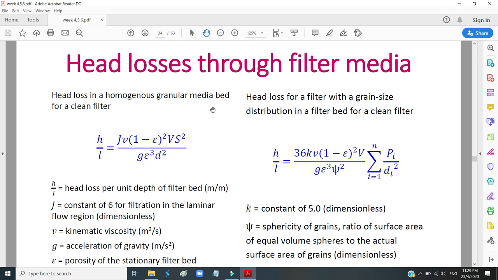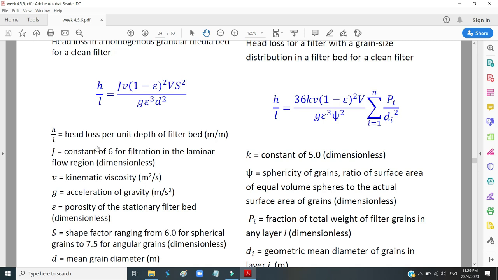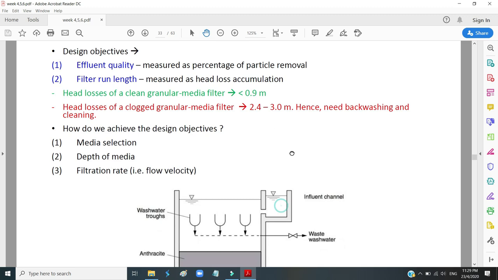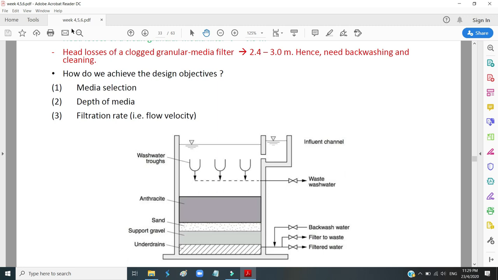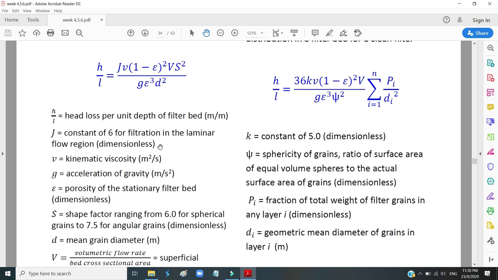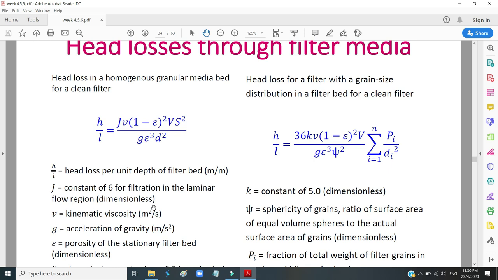What is the difference between both? One is homogeneous. The other is with a grain size distribution. So let us see. Both are HL, the head loss per unit depth of filter bed. Remember that we need to determine it in order to know whether it needs to be washed or not. So this is the equation that we can use. J is a constant of 6 for filtration in the laminar flow region. And V is the kinematic viscosity. The difference is, one is using K, one is using J. K is a constant of 5. And then both also use this V, which is the kinematic viscosity of the liquid itself.